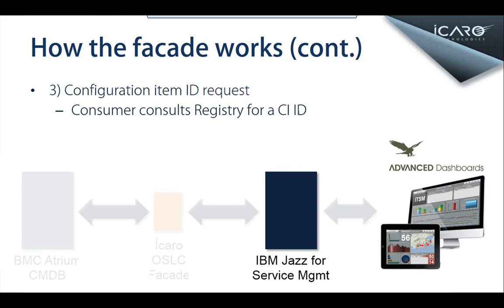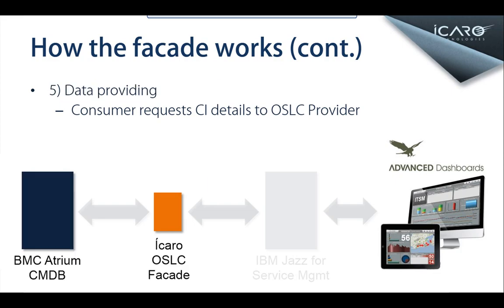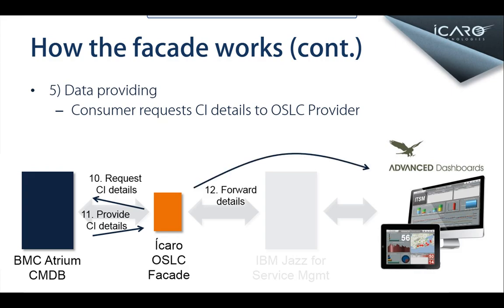And then on demand, the dashboard will request, hey, give me the ID or the URL for this particular configuration item from a specific provider. So Jazz will provide that link. And with that link, the consumer can go directly to the facade in this case and request the details. The facade will request the details from the CMDB itself and will forward them back to the dashboard using OSLC. So that's basically what we did.